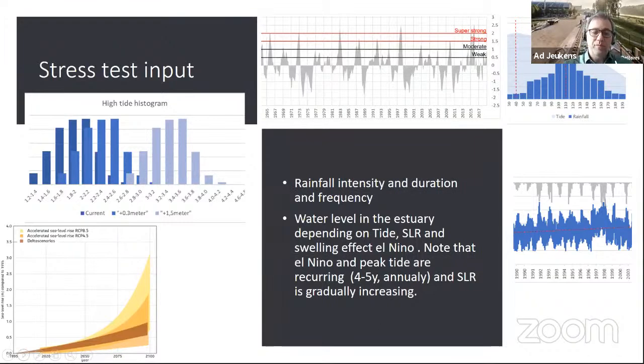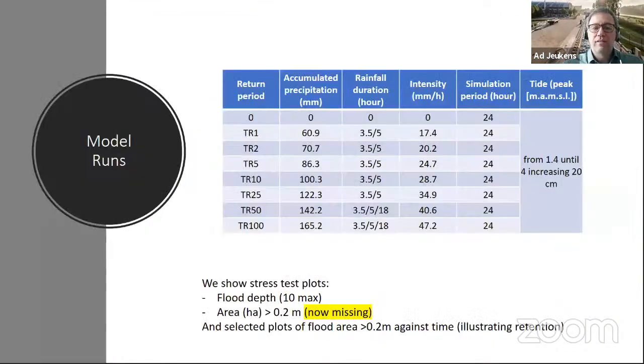And we took different levels of sea level rise from science, both from the IPCC old range, which is in dark red, and we also took into account some accelerated sea level rise scenarios that may occur when there is rapid melting of Arctic ice sheets. And this was combined as input for the stress test.